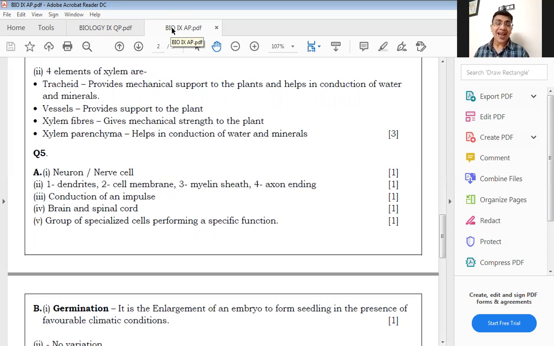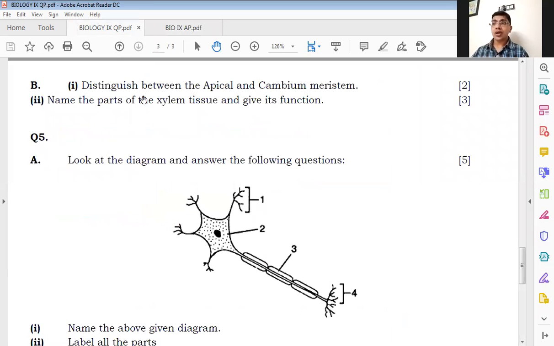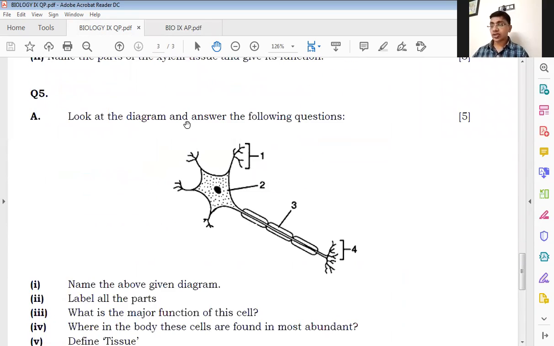And now comes the last one, which is the only living cell, and that is xylem parenchyma. It helps in the conduction of water and also storage of food, right? So that is the function of the different cells which are a part of xylem. Let's go now to the next question, and that is question number 5A.